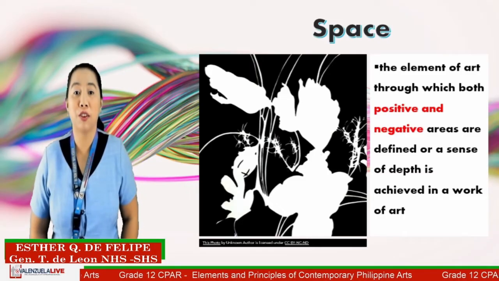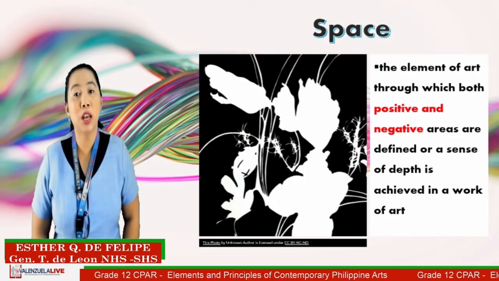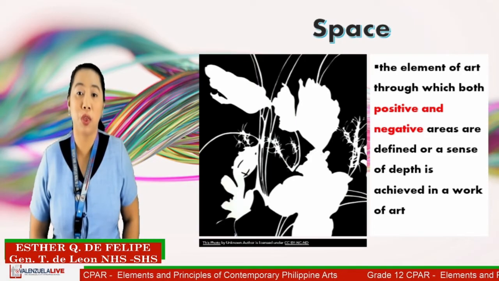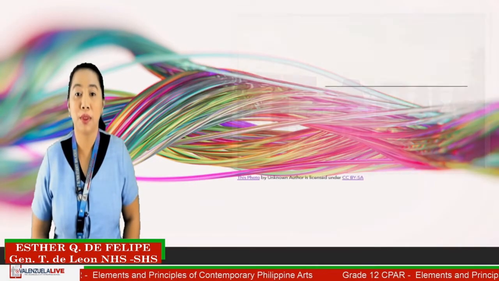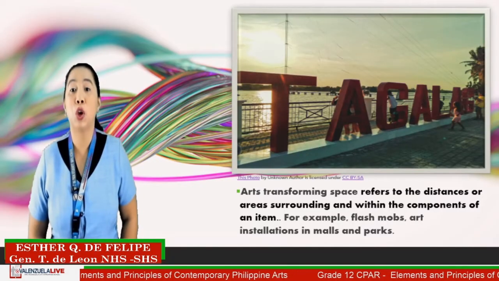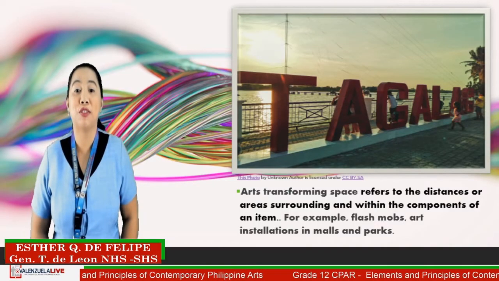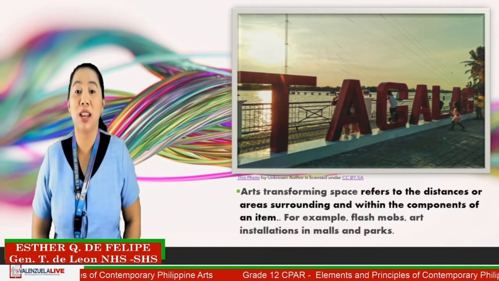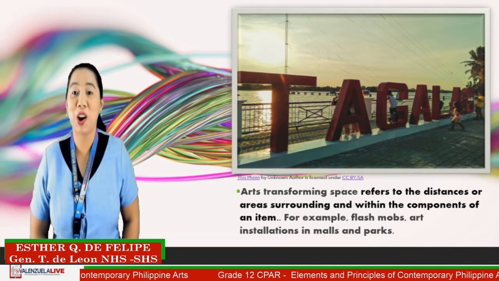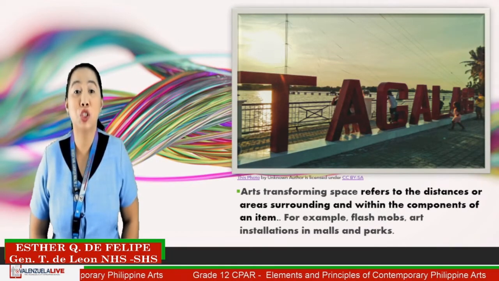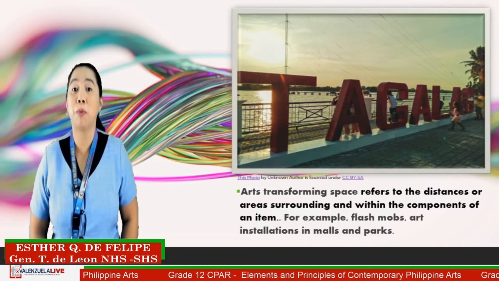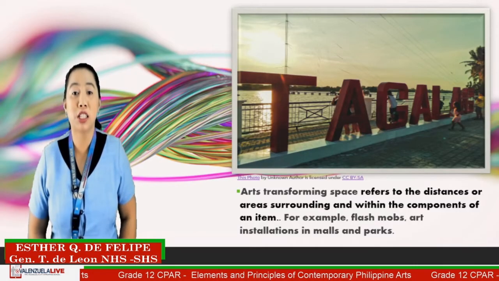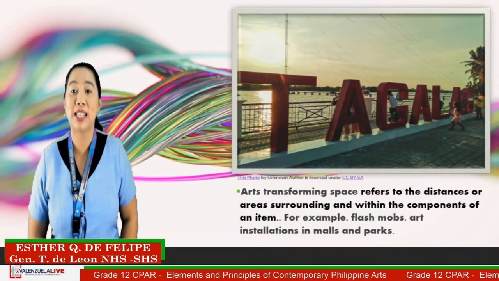But in the context of contemporary arts, it also includes the distances or areas that both surround and even those within the components of an item. As art transforming space, we can experience it firsthand in flash mobs, graffiti arts, and art installations in malls, and even in parks. Here in the city of Valenzuela, we have so many of these art installations in our parks and artwork in our public walls that have transformed our experience of space as an art form itself.